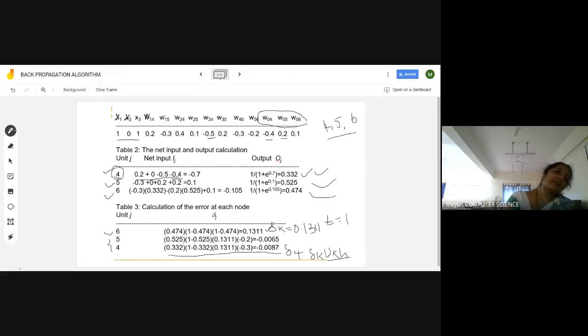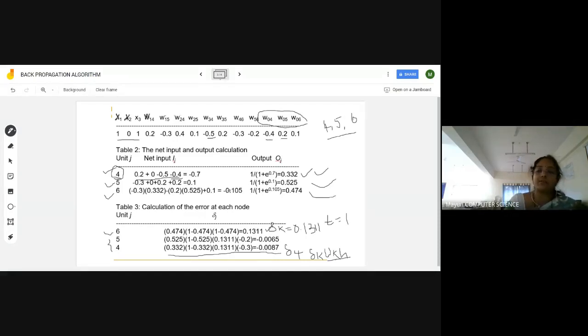And then how do you calculate the error at 5? Very simple. The error at 5 is the output at 5 into 1 minus that output, and then the weight between 5 and 6, which is minus 0.2, and then the error at the output, that is 0.1311, del K. So you got all the values of errors.